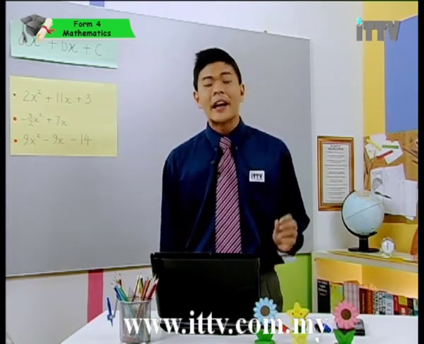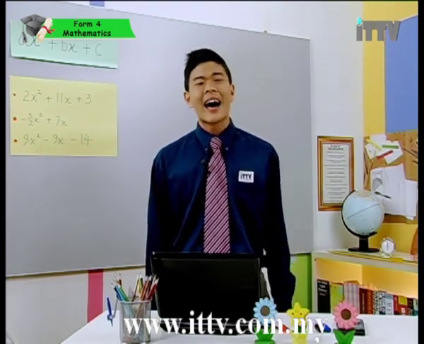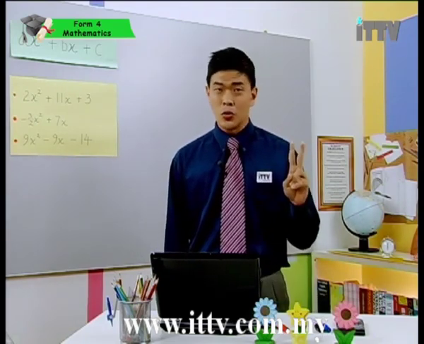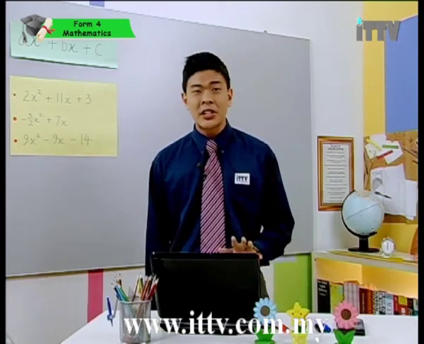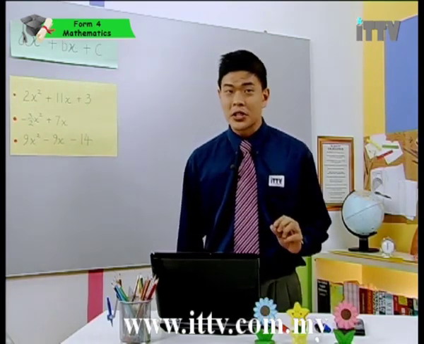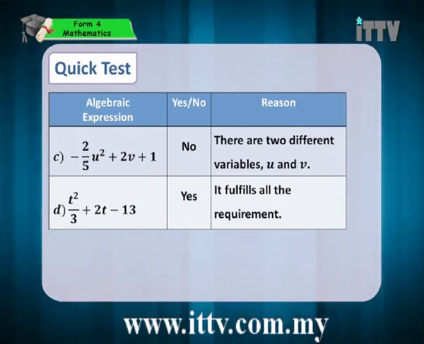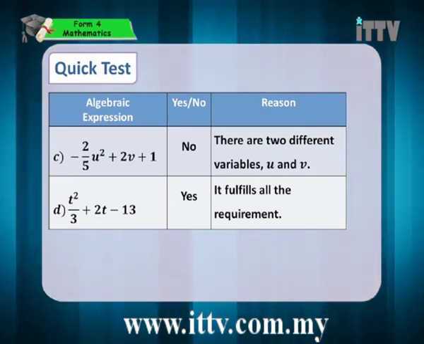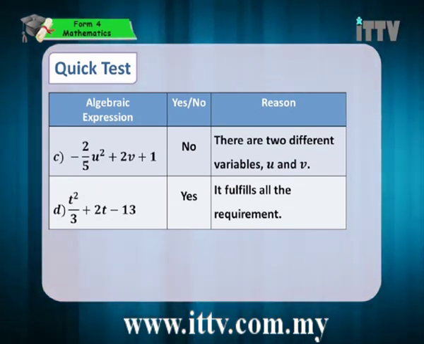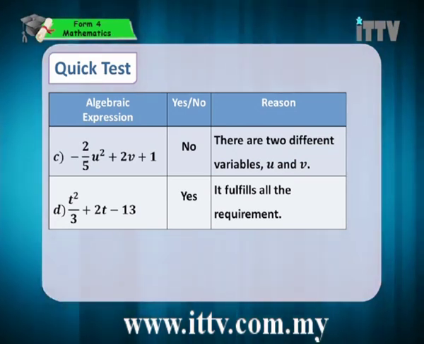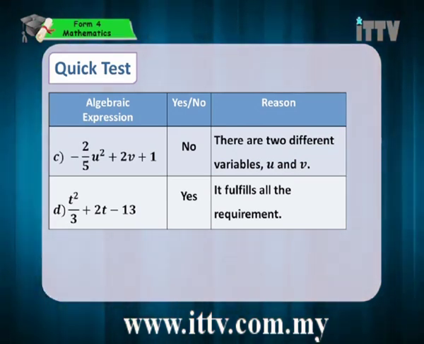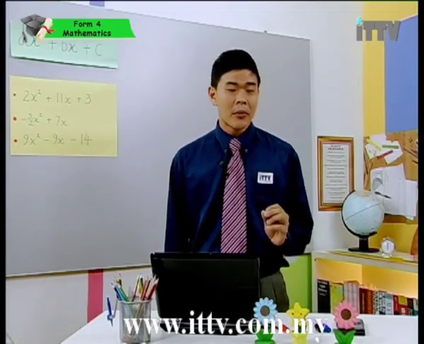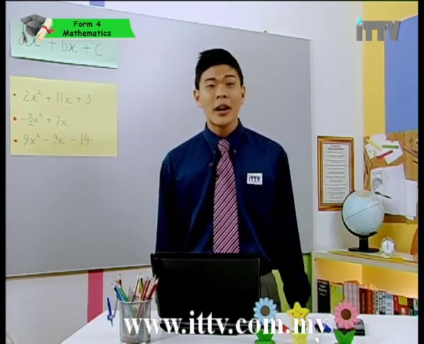It is a cube and not a square. In quadratic expressions, the highest index or the highest power of the variable is a maximum of 2. It cannot go more than that. So this whole expression is not a quadratic expression. Alright, look at C. Negative 2 over 5 u squared plus 2v plus 1. It is not a quadratic expression. The reason being there are two variables, u and v. Remember, only one variable, only one alphabet.